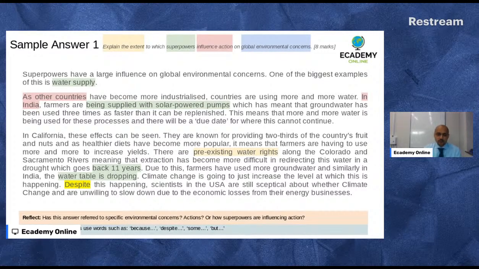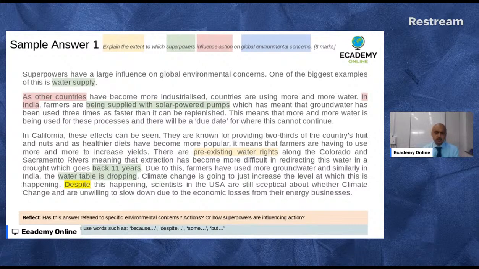Now, the second paragraph: "as other countries have become more industrialized," I'm not sure what that's talking about. Countries are using more and more water. Okay, fine, that's a concern. And then it starts talking about India. What would have been better is talking about how a superpower has influenced action, perhaps in India. The context of that would have improved this paragraph significantly, right?